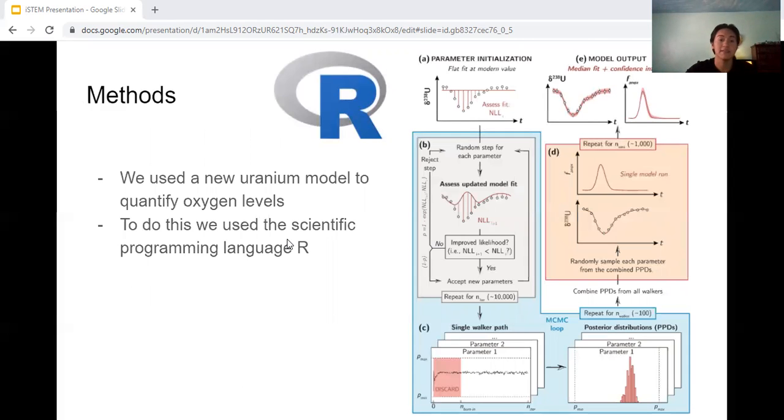How did we analyze it? We used a new uranium model to quantify ocean oxygen levels. To do this, we used the scientific programming language R. For the first month of summer, I learned the basics of programming in R so that I could run the model to find the best fit of the data.